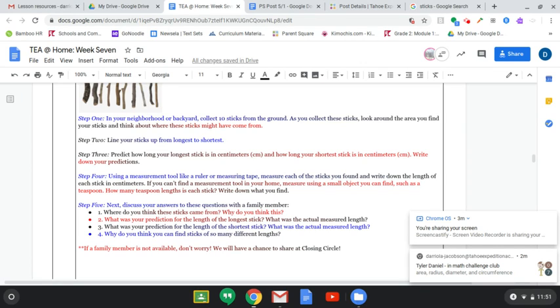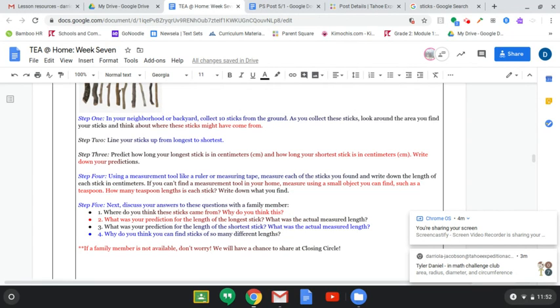Then, last but not least, it's time for you to engage in some discussion and thought based on your experience measuring these sticks. Where do you think they came from? Why do you think they got there? What was your prediction for the longest stick? What was your prediction for the shortest stick? And then what was the actual measured length of each? And why do you think you ended up finding sticks of so many different lengths?